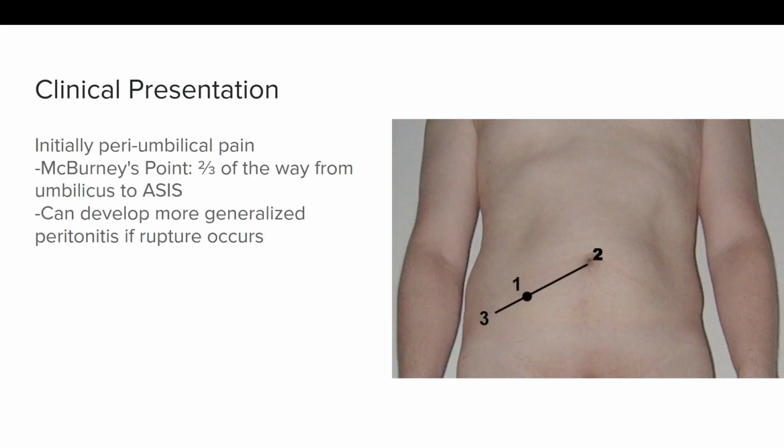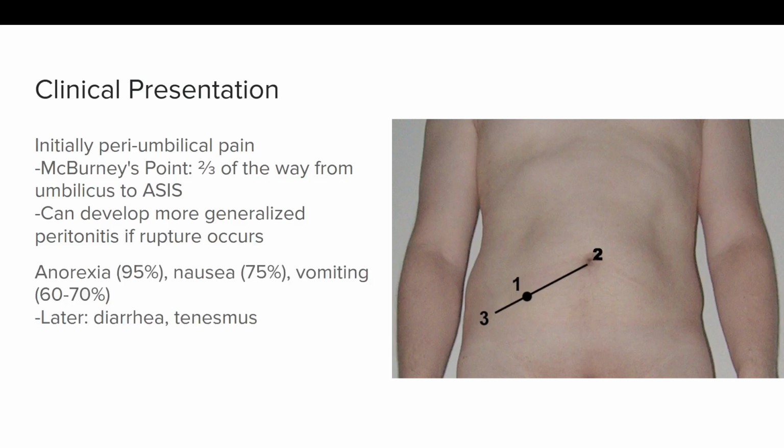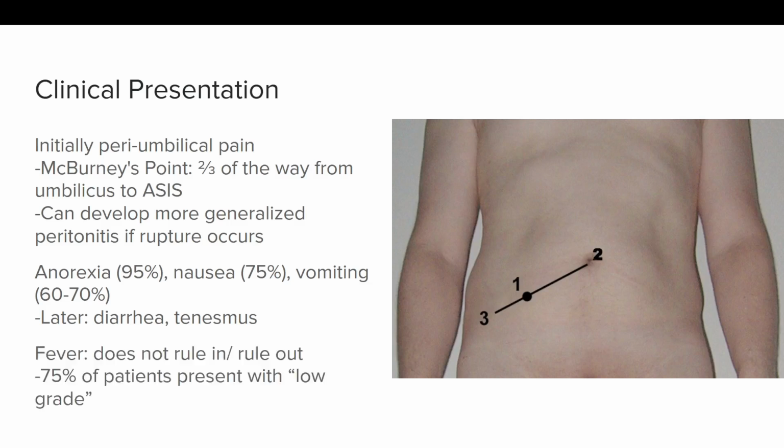Famously, the clinical presentation starts with periumbilical pain that then migrates down towards the anterior superior iliac spine and is classically known as McBurney's point, which is about 2/3 of the way between those two landmarks, and can become more generalized, and patients can develop peritonitis if rupture occurs or the disease progresses. Patients also endorse anorexia, nausea, vomiting, much later diarrhea and tenesmus, and then fever is just too non-specific to rule in or rule out. However, 3/4 of patients will present with a, quote, low-grade fever.